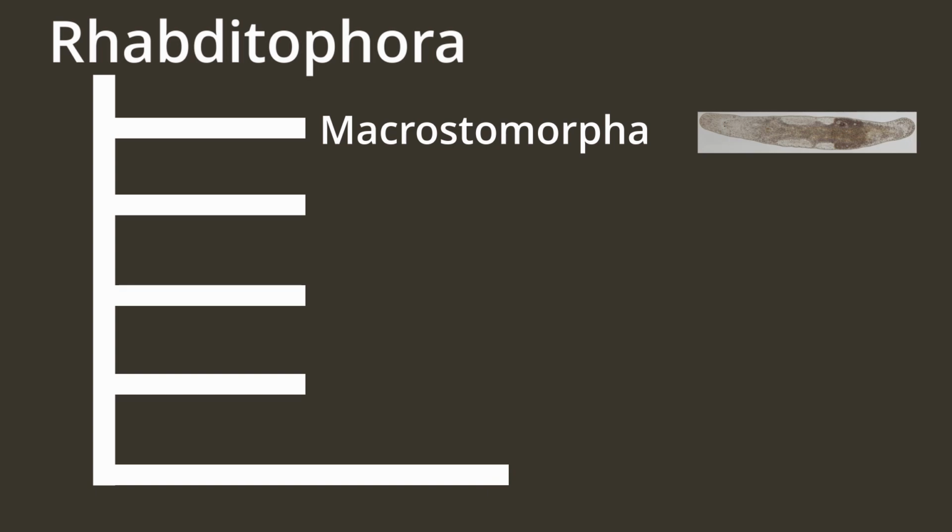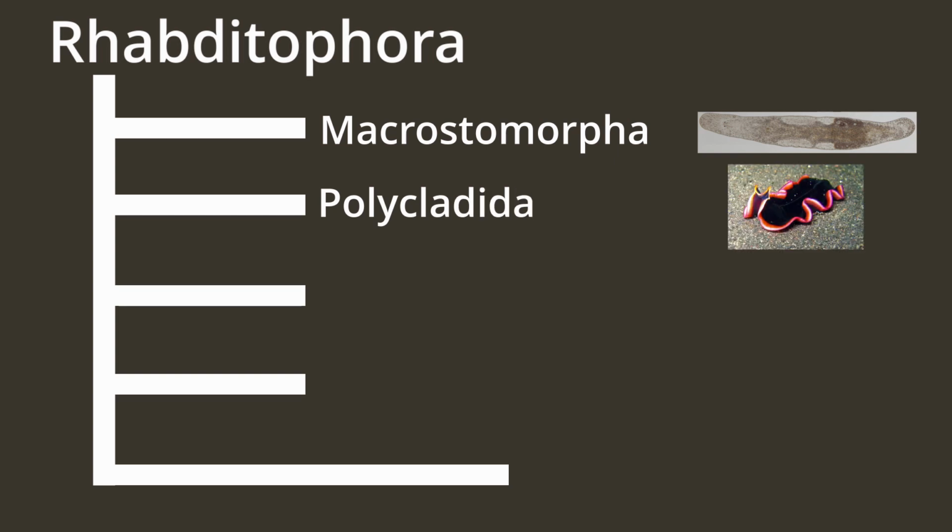The rest, nearly all other flatworms, belong to Rhabditophora. This group is where things get diverse, and where the line between free-living and parasitic begins to blur. Within Rhabditophorans we find several major clades. Macrostomorpha, tiny transparent worms that resemble what the earliest flatworms might have looked like. Polycladida, these are your brilliantly colored marine flatworms.